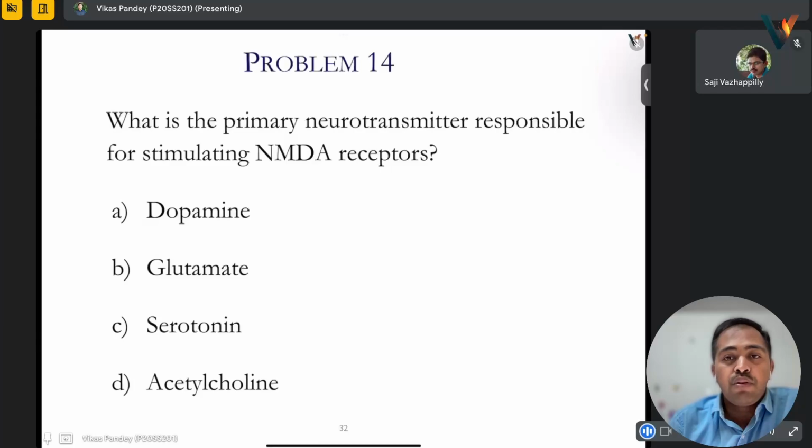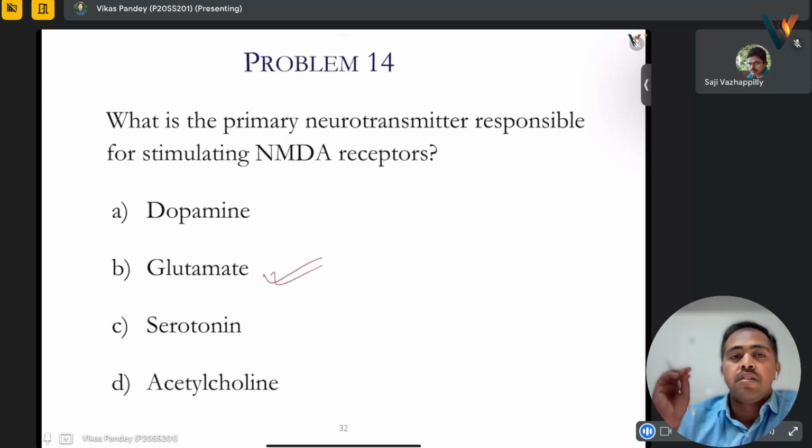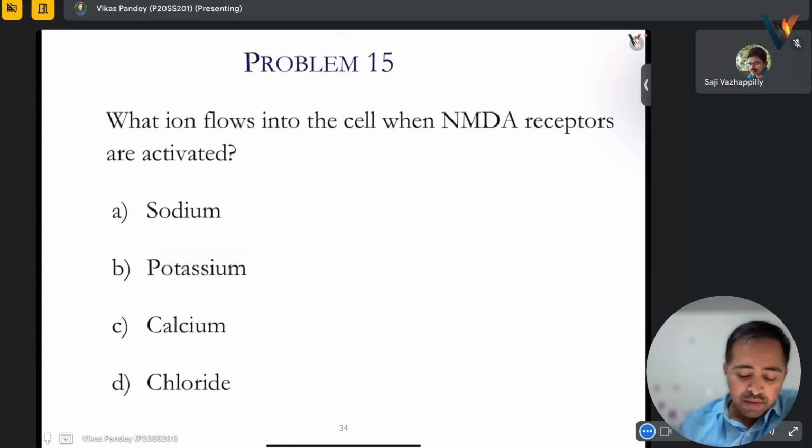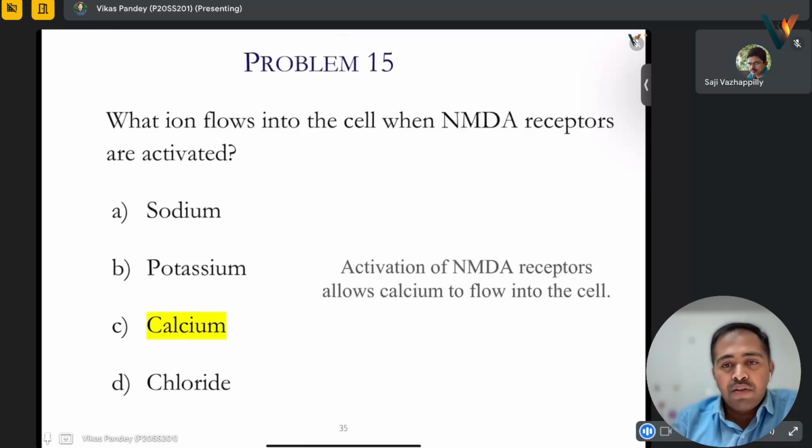What is the primary neurotransmitter responsible for stimulating the NMDA receptor? Dopamine, glutamate, serotonin, or acetylcholine? Glutamate, sir. So the NMDA receptor is stimulated by glutamate. Which ion flows into the cell when NMDA receptors are activated? Sodium, potassium, calcium, or chloride? That is calcium, sir. Activation of the NMDA receptor allows calcium to flow into the cell.